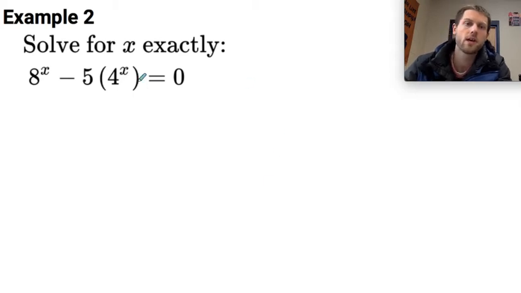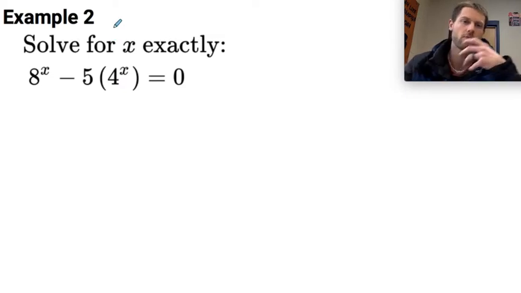Here's another example, and this time we want to solve for x. I don't see any logs, but I do see x's in exponents, so I will need to use logs in order to solve for x to get it out of this exponent. At first glance, this looks kind of tricky because I've got an exponential of the base 8, an exponential of the base 4, and I'm subtracting a couple terms.